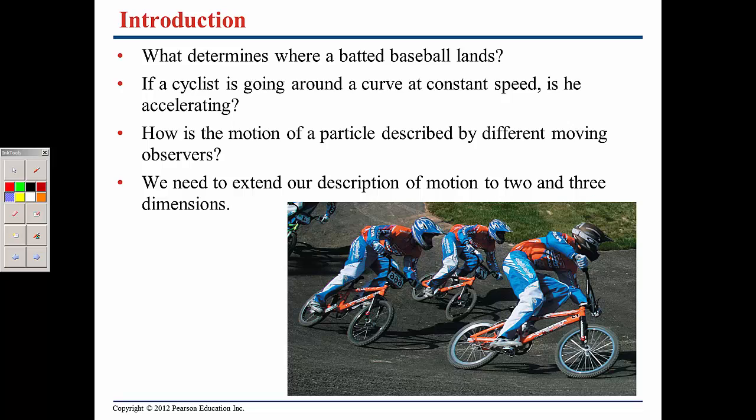So some of the questions that we'll be able to answer by the end of this chapter would be, where would a batted baseball land? It's going to follow a projectile. So we're asking ourselves, okay, where does it land? But maybe not just in x space, but in x space and z space. If a cyclist is coming around a curve, much like these fellas down here, and we'll say that they have a constant speed, is he accelerating? And we'll talk about reference frames and how having a moving observer might change our reference frames. And all of this, we're extending our description of kinematics to 2 or 3 dimensions.